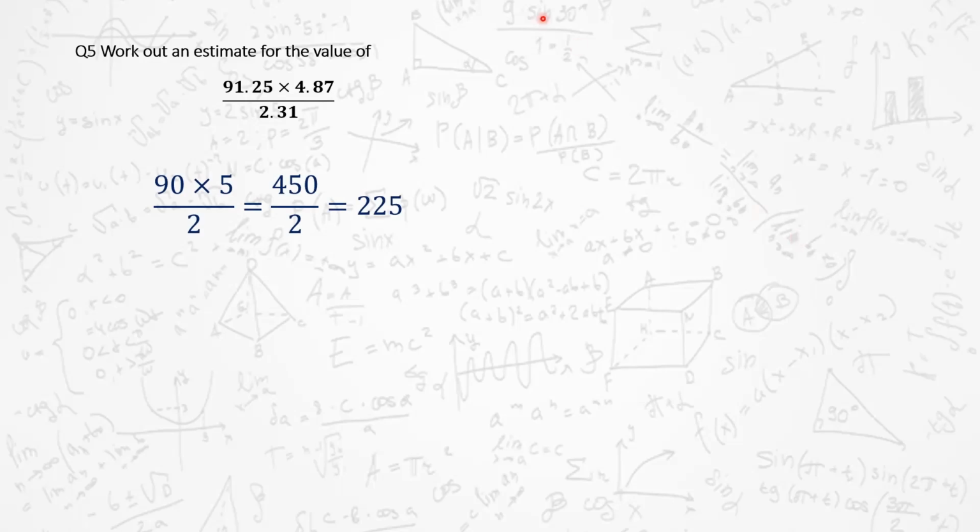Again, how do I do my mental maths? You have 450 divided by 2, do it in two parts. Half of 400 is 200, then half of 50 is 25. Add together is 225.